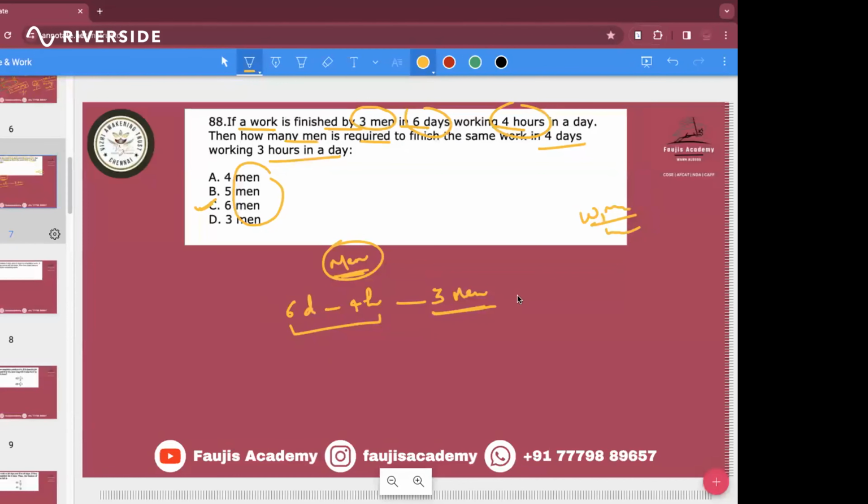So one work is completed in 6 days by working 4 hours by 3 men. Let's say they have to work only for 1 day and only for 4 hours. Now the time is reducing, the number of days is also reducing. So these resources will have to be multiplied. Boys and girls, will these resources have to be multiplied? Because if they are multiplied, the number of men will go up.